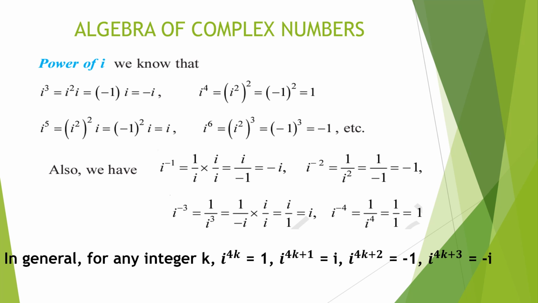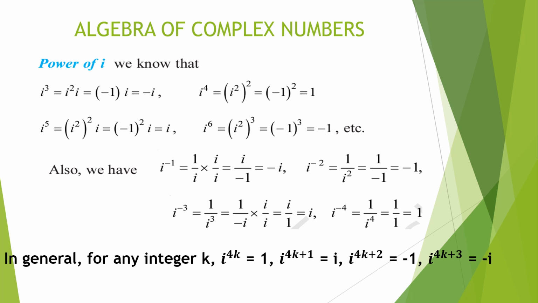Now, how to find the power of i? This is also important. We know i square is minus 1. So now we start from i cube. i cube is i square into i, so minus 1 into i, which is minus i. i raised to 4 will be i square whole square, that is minus 1 square, or 1.